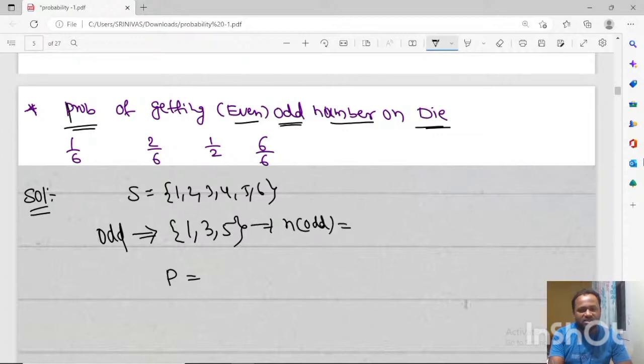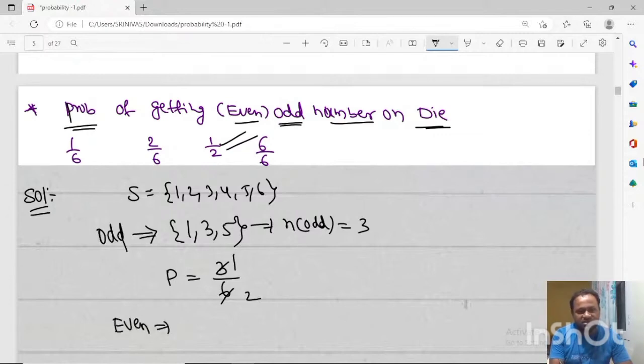So the probability will be, what is the cardinality of this? Number of odd is nothing but 3. So 3 out of 6. 3 ones are 3, 3 twos are 6. So the answer is 1 by 2. So the probability of getting an odd number, maybe even also the same.